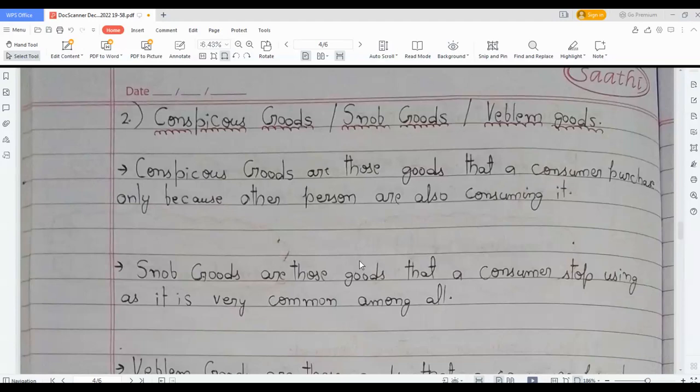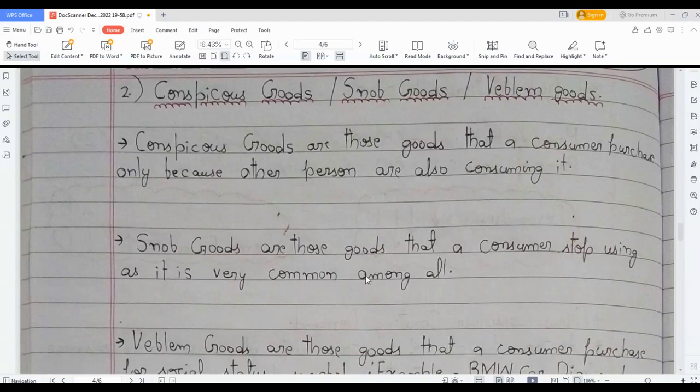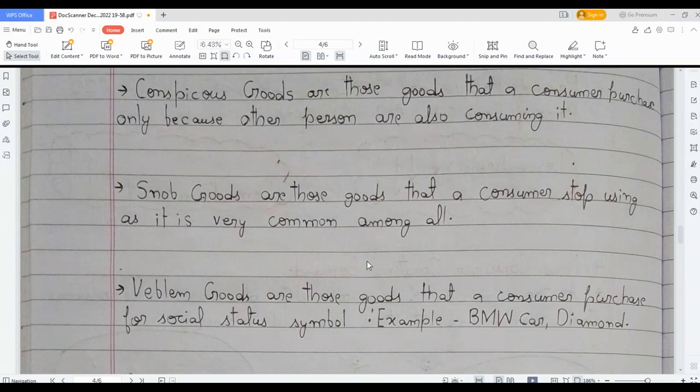Now, the third point is conspicuous goods, snob goods, and Veblen goods. All these three are different. We will discuss them one by one. Conspicuous goods are those goods that are consumed by the consumer only because others are also consuming them. Like in your neighborhood, everybody is purchasing a car. Now, if you do not purchase, it will not look good, so you will also purchase. This is a conspicuous good: everyone is doing it, so you are also doing it.